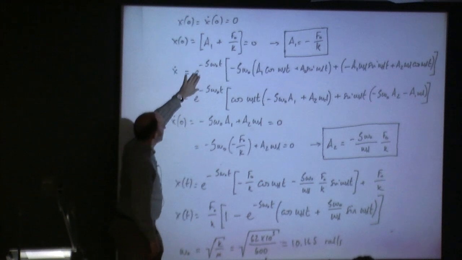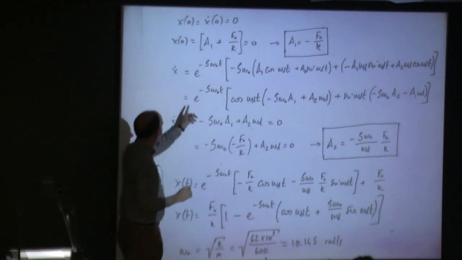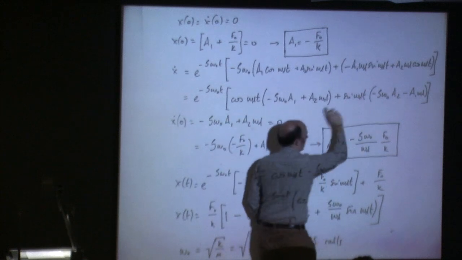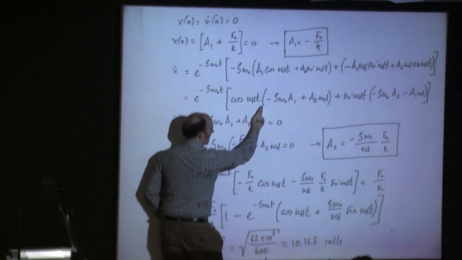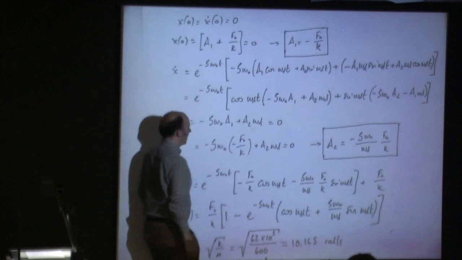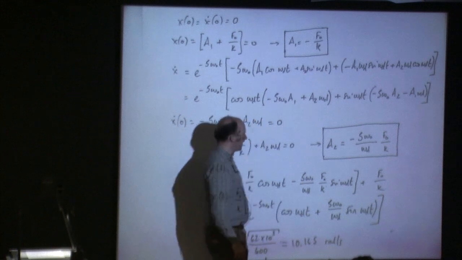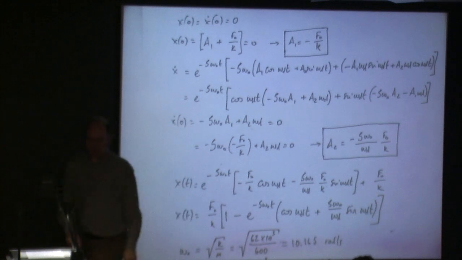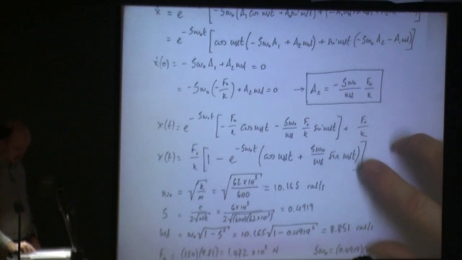I can rearrange this equation in terms of cosines and sines. That's useful because when I stick in 0 for time, this bit is multiplied by 1, and this bit is multiplied by 0, so that disappears. So x dot of 0 is this term, which is equal to 0. I know what a1 is, I can find a2, and you go through the process and you get a2 is minus zeta omega naught over omega d times f naught upon k. I then plug my a1 and a2 terms back into my general solution down here.